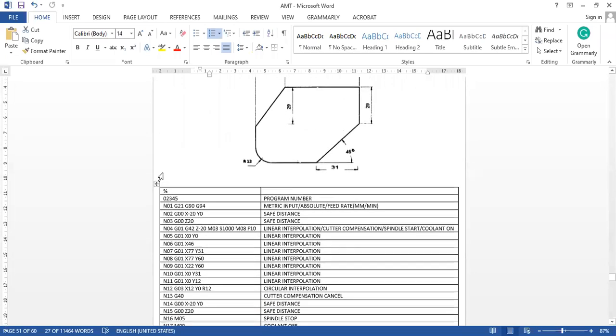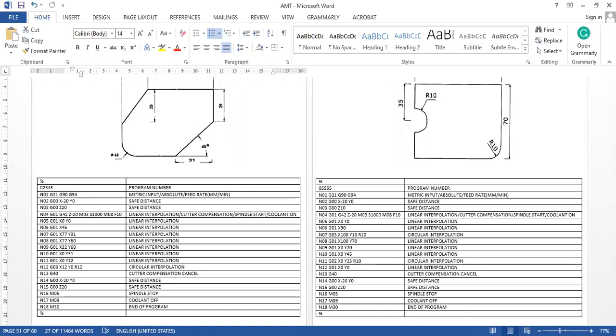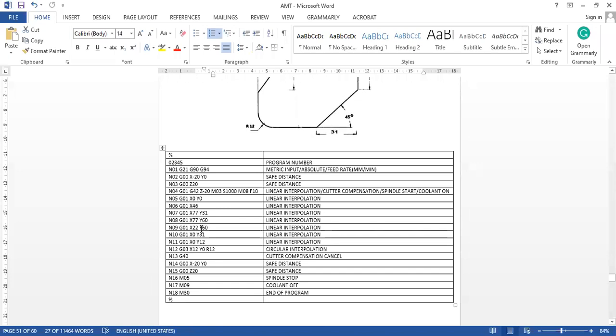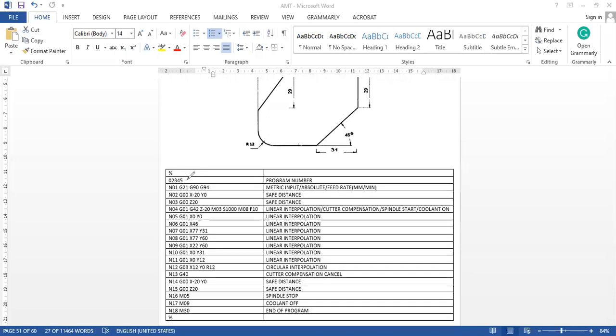So this is actually a Fanuc controller program. The first line and last line, that is the percentage symbol. Then next is the program number. In the next line, here you can see O2345. This is a program number. Each program is identified with a program number.